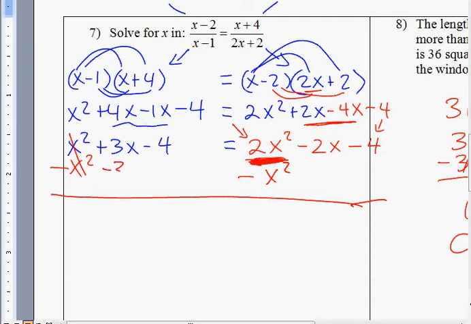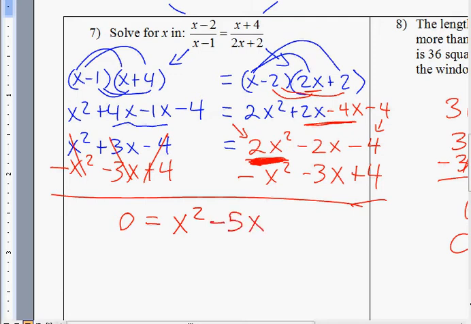Right, I'm going to also subtract 3x. And I'm going to add 4. Okay, so on the left side we have 0 now. On the right side we have 2x squared minus x squared, well, that's x squared. Negative 2x minus 3x, that's negative 5x. And negative 4 plus positive 4, well, that's 0. This actually cancels out, and we have x squared minus 5x equals 0.